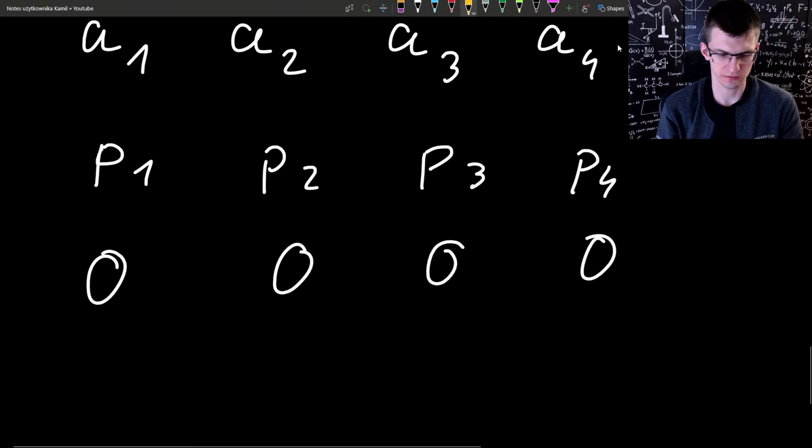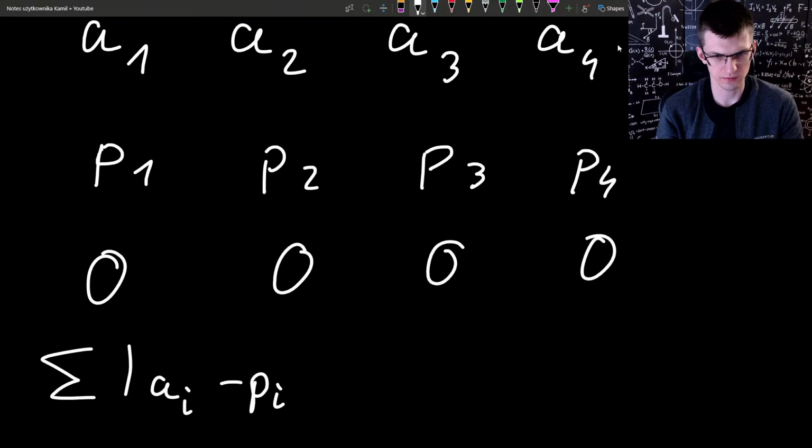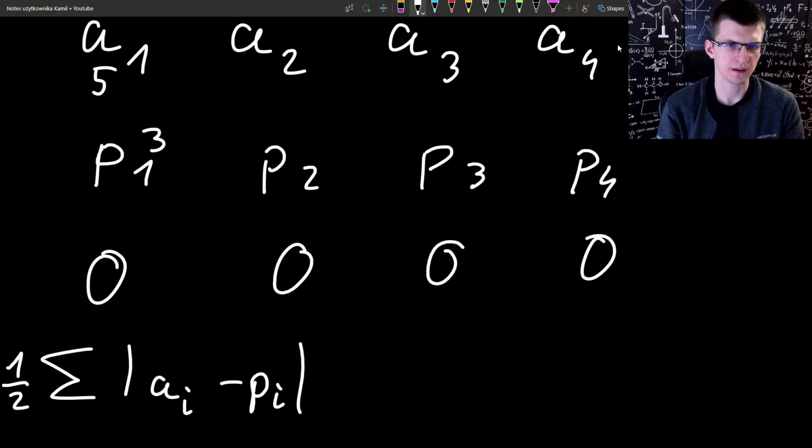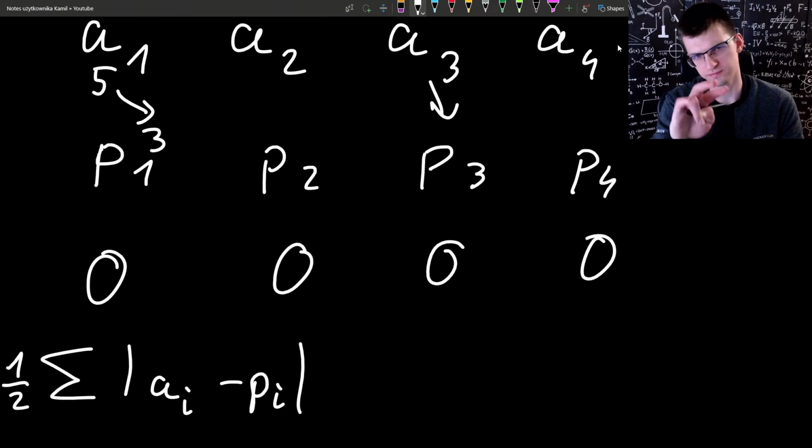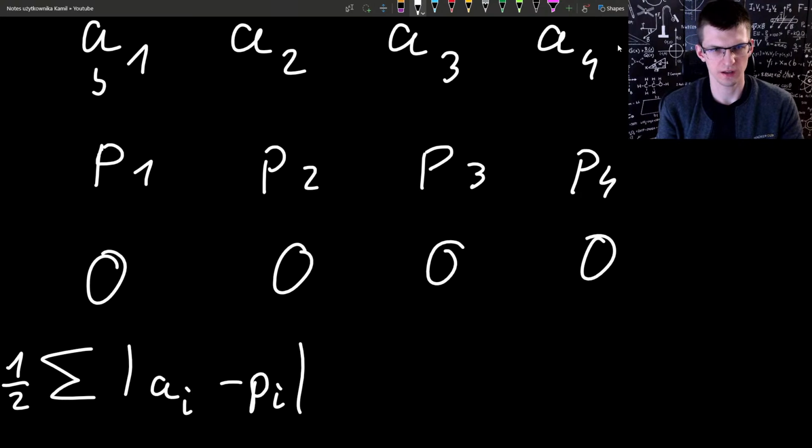First we do yellow operations. So what is that? This is just the sum of absolute values, so sum over A_I minus P_I, divided by 2, because everything is counted twice. Like if this is 5 and this is 3, it means that I decrease by 2, but something else will increase by 2, so I shouldn't count this twice because it's just one operation. This multiplied by C. I think C was the cost of yellow operation.